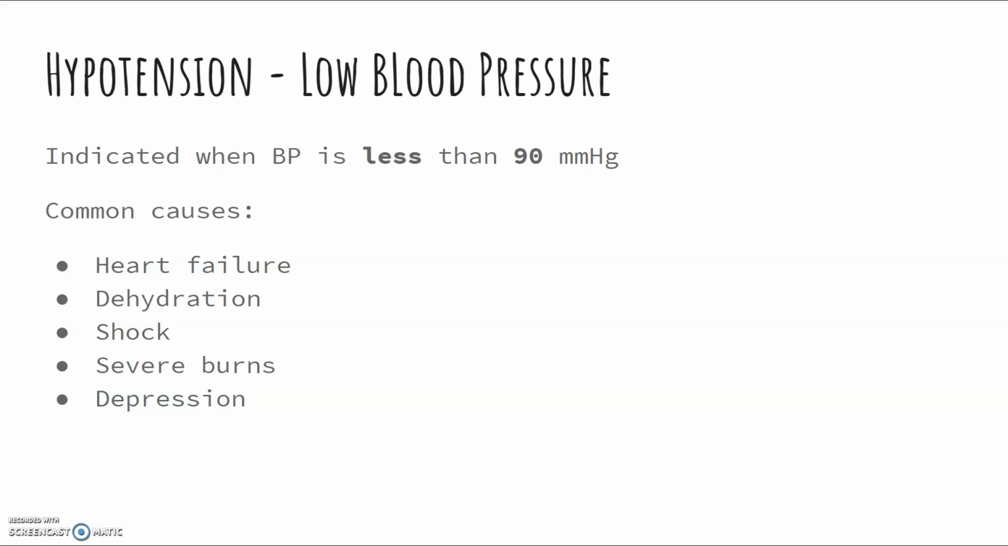And then our opposite, we have hypo. So the other one's hyper, this is hypotension. This means you have low blood pressure, right? So it indicates when the blood pressure is less than 90 millimeters of mercury. Common causes could be heart failure, dehydration. Dehydration's a big one because think about it.